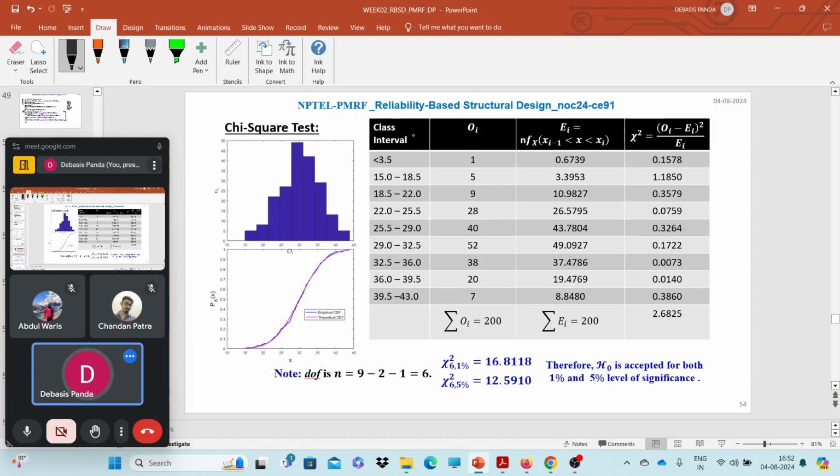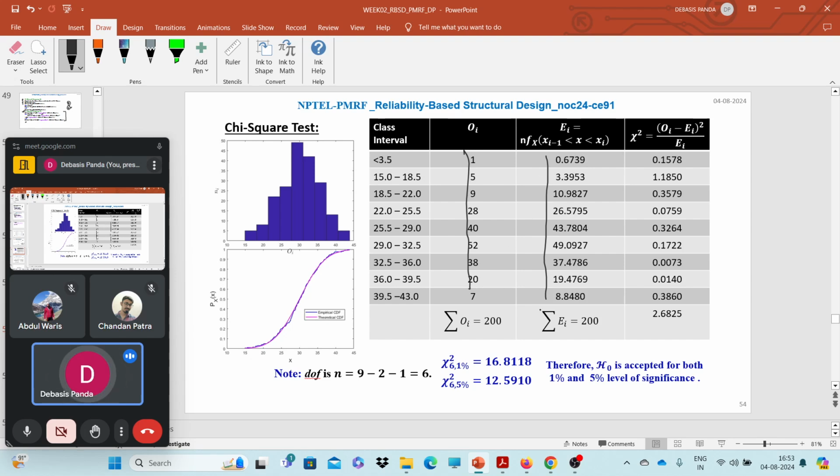We need to segregate the data as per the interval classes. From there, we can get the observed frequency, that means how many data points are within that interval. Now here we have a normal distribution, so from the normal curve we can calculate the expected frequencies. It is nothing but calculating the area under the PDF, that means you can get it directly from the CDF up to that portion.